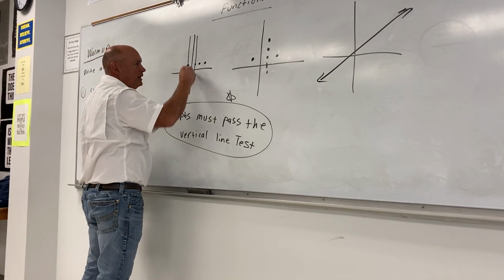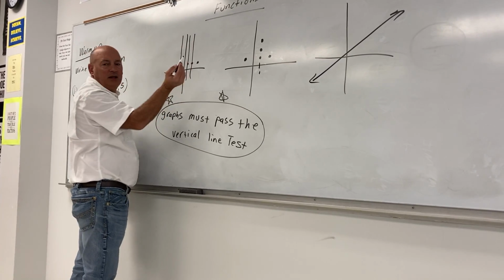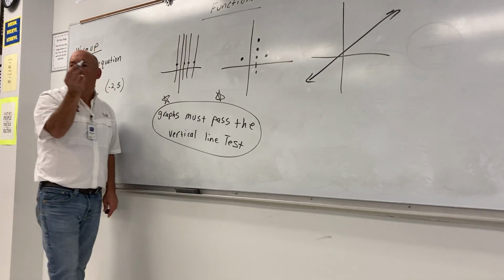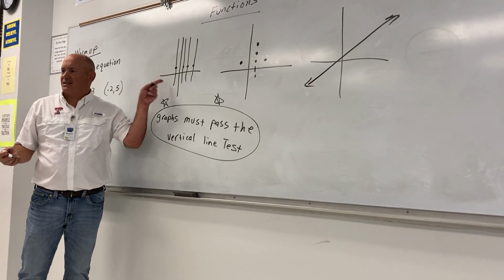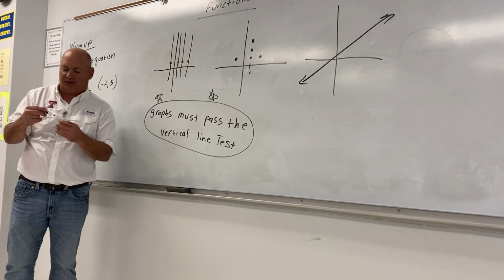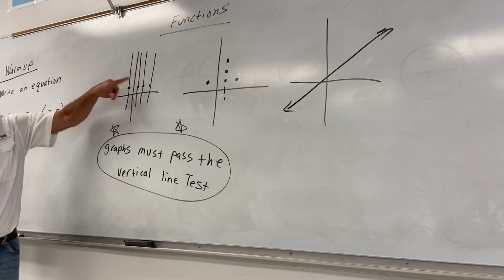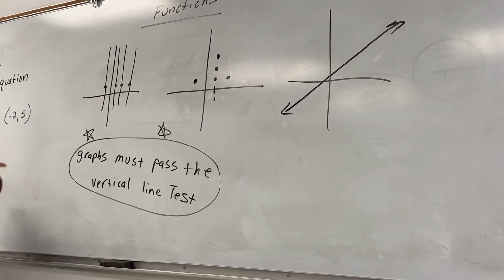What if I draw a vertical line here? How many boyfriends? 1. Vertical line here? 1. Vertical line here? 1. That passes the vertical line test. My vertical line did not hit 2 points at the same time. So every girl has 1 boyfriend. That one's a yes.